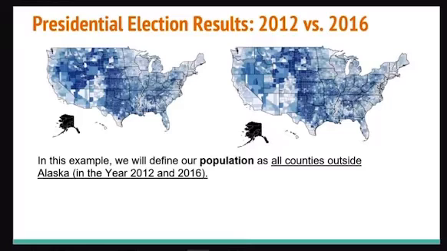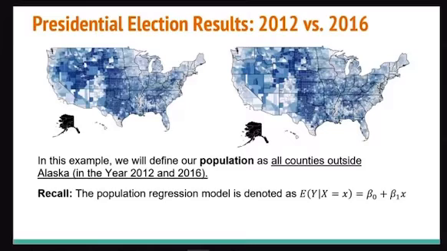And when I say all counties in the United States outside Alaska, that's a big one. That is virtually all counties in the United States, in the years 2012 and 2016. Does that make sense? Now, because I have information about virtually all counties in the United States, of course, I'm going to fit a population regression model, not a fitted one.